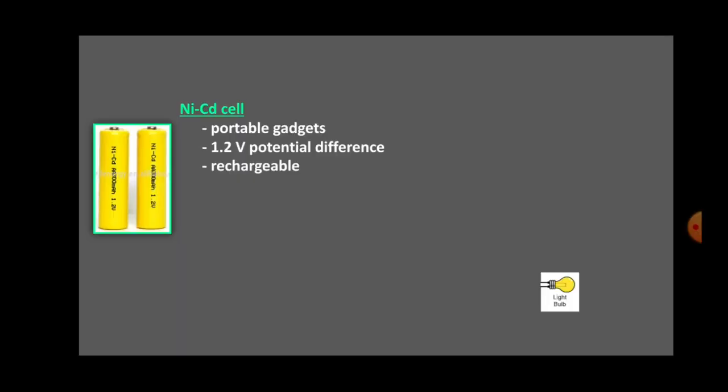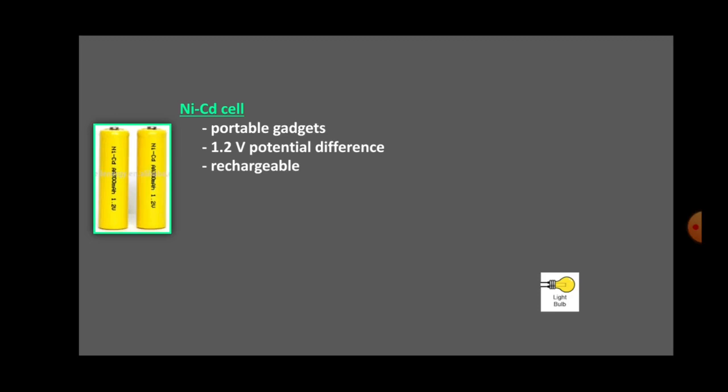Going to start with a new type of cell, that is the nickel cadmium cell. Now, as the name indicates, nickel and cadmium are used in these types of cells. These cells are generally used in portable gadgets. That means we can carry the gadgets from one place to another, and they are very easy to carry. And the very important point of this nickel cadmium cell is that they are rechargeable.